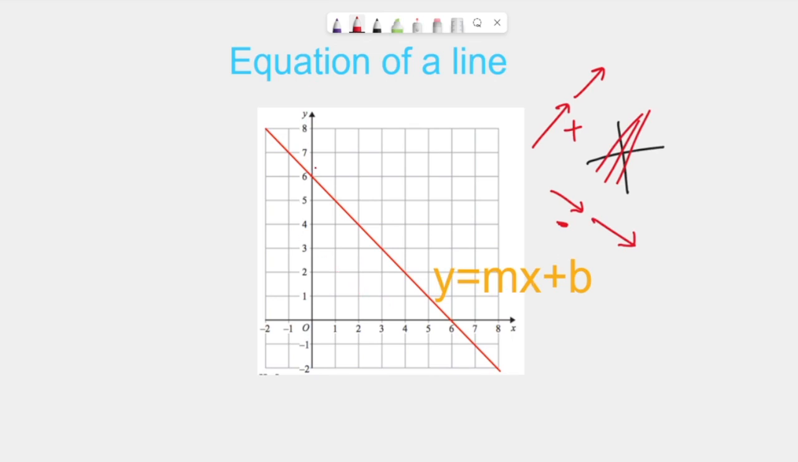I can see from this point the line is crossing the y-axis, so our y-intercept is a positive 6. Now the slope, I can see it's very easy to find 2 points next to each other. The rise is 1 and the run is 1, so 1 over 1 is just 1. So the slope is negative 1x, and the y-intercept is positive 6. So the equation of this line is y equals negative 1x, which can also be written as negative x plus 6.